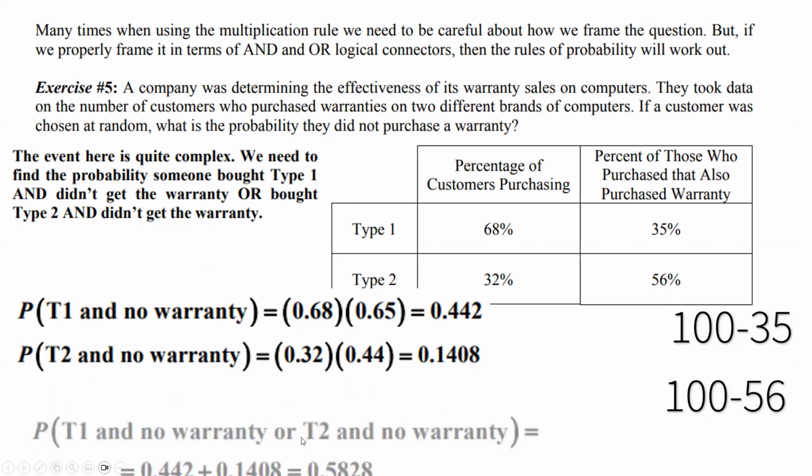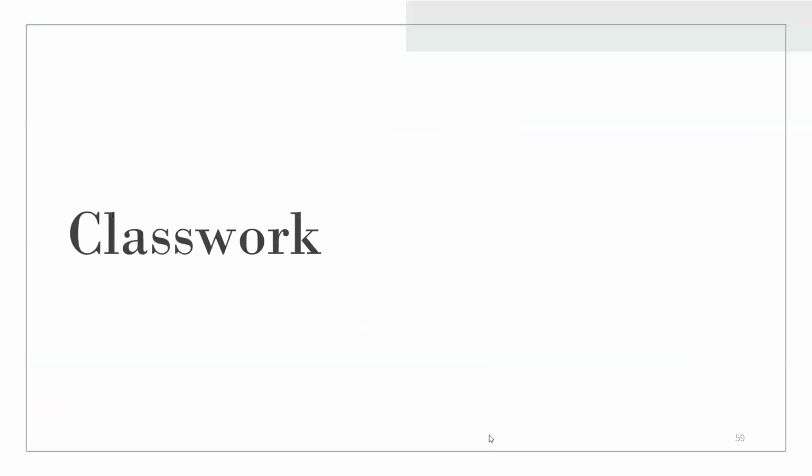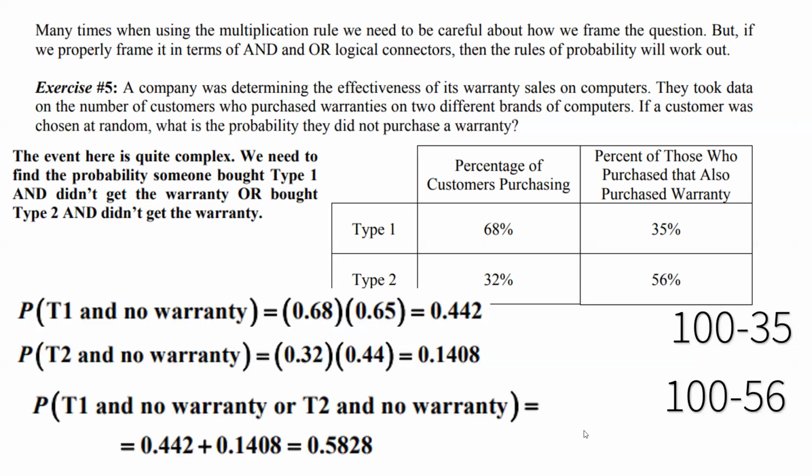Now we just have to take those two multiplications and add them up, one or the other. You end up with a 58% chance. So what's the percent they did not purchase a warranty? We had a 58% chance of not purchasing the warranty.